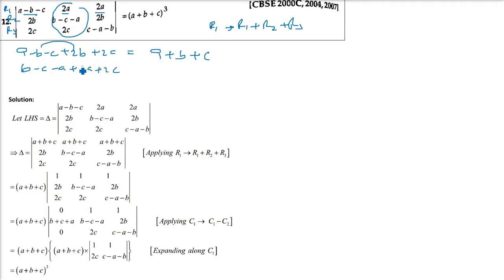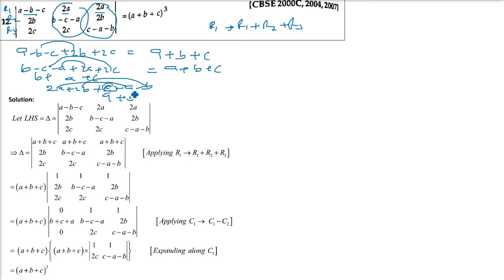Similarly, the second one I am doing, all these I am adding now. So what do you get? A plus B plus C again. Again the third one here. So 2A plus 2B plus C minus A minus B is going to give you what? Plus C minus A minus B. 2A minus A is A, 2B minus B is B, and C, so A plus B plus C. Right? So row 1 we are changing as row 1 plus row 2 plus row 3.